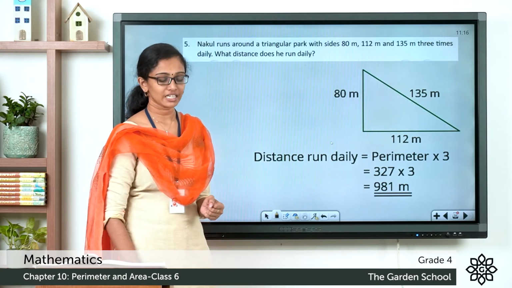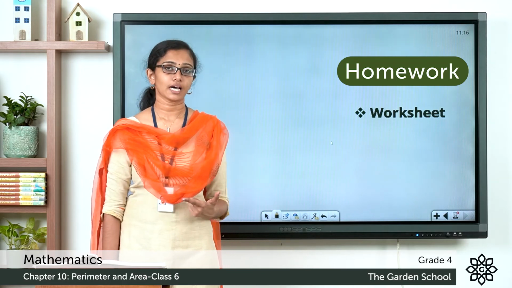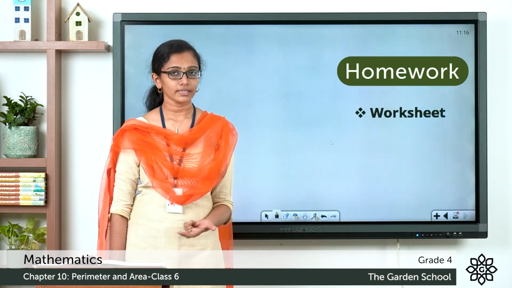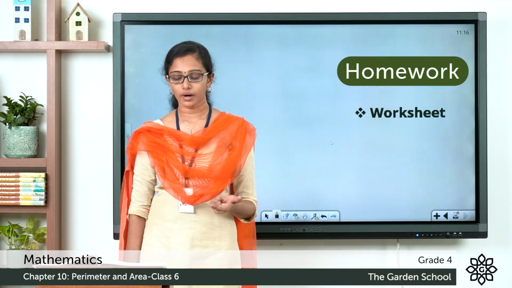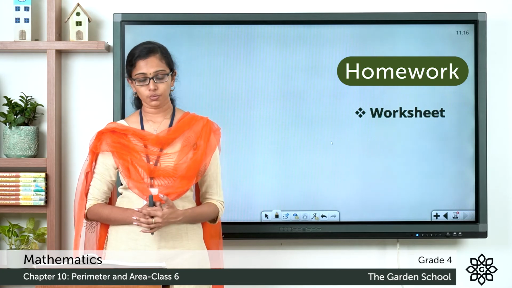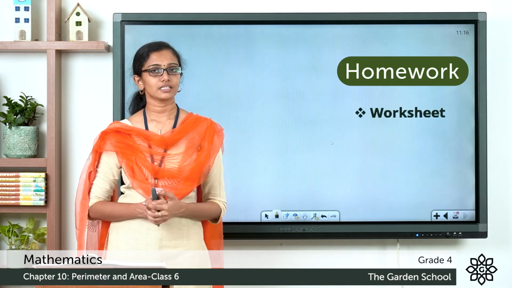So, I hope this is clear to you. Now, you have to go through all the topics we learned in this chapter and also all the exercises we learned in this chapter once again. Then move on to a worksheet on page number 151. You have to work out this worksheet. You can do this in your textbook itself. Then take a picture and send it to us on Teams.